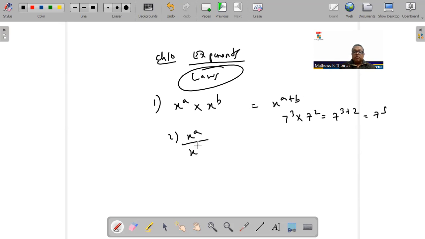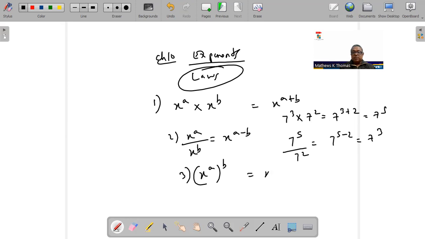x to the power a upon x to the power b will be x to the power a minus b. When you have two numbers, the base is same, and you're dividing this, the powers will get subtracted. So 7 to the power 5 upon 7 to the power 2 will become 7 to the power 5 minus 2, that is 7 cube. Third rule says that if you have two powers, then the powers will get multiplied. So x to the power a whole to the power b will become x to the power ab.